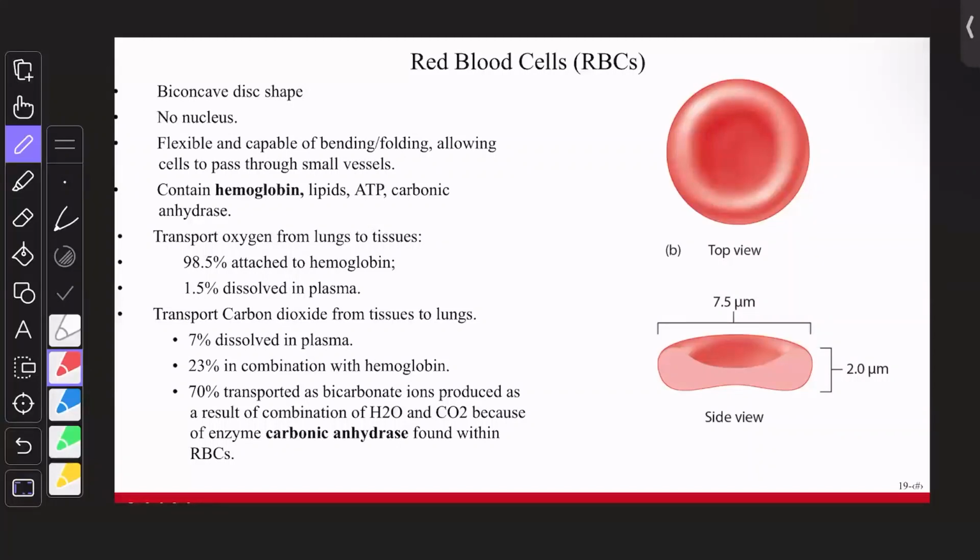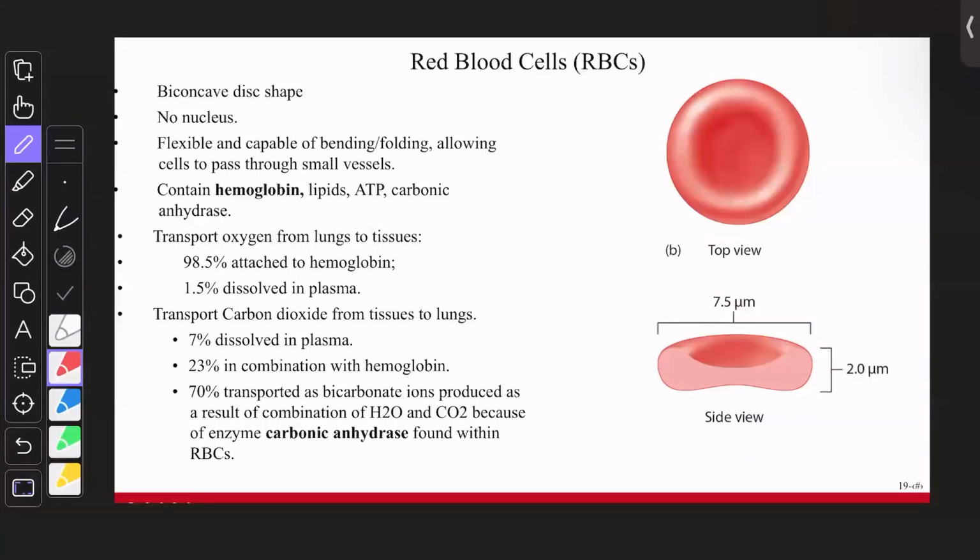They contain hemoglobin, and hemoglobin contains a pigment that is the reason why they are red. Hemoglobin makes the blood red. They also contain some lipids, some ATP, and something called carbonic anhydrase, which is going to be very important later. We're going to talk about it here in a minute, but it's going to be really important again in a couple of weeks, actually, a couple of days, in both the digestive system and in the respiratory system. We will talk about carbonic anhydrase.